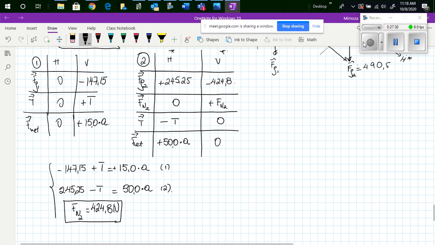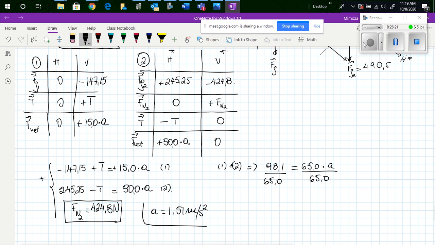So now, using equation 1 and equation 2, just adding the two together because the tensions have opposite signs. So adding the two together, negative 147.15 plus 245.25 will give us 98.1. T is cancelled, and this is equal to 15 plus 50, which is 65 times acceleration. Dividing both sides by 65, acceleration will be 98.1 divided by 65, 1.51 meters per second squared.